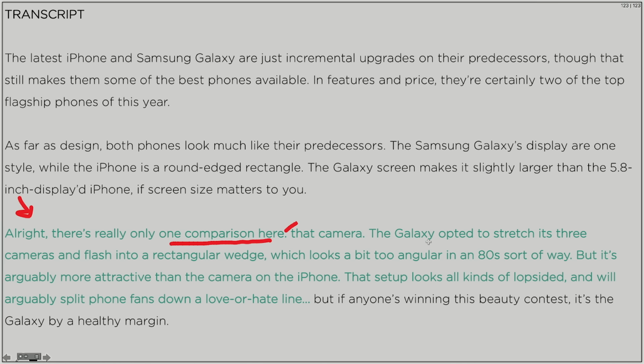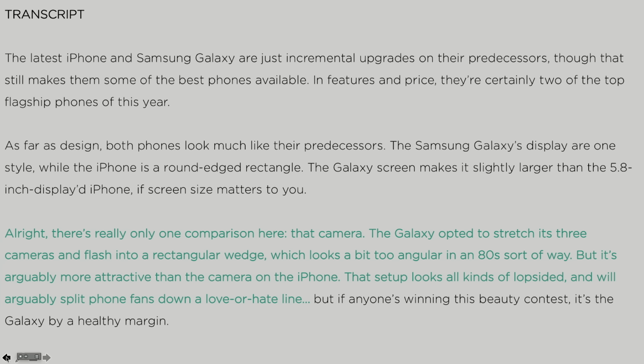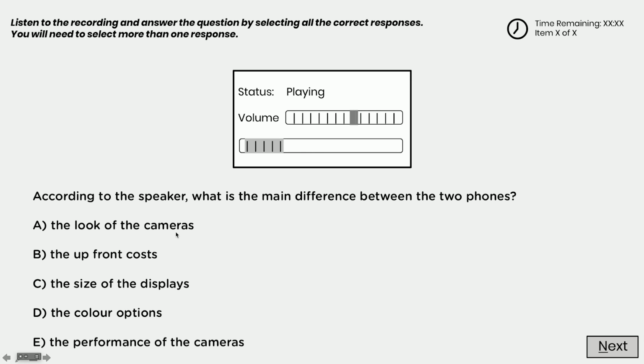But here he says the Galaxy opted to stretch its 3 cameras and flash into a regular wedge, which looks a bit too angular in an 80s sort of way, but it's arguably more attractive than the camera on the iPhone. That setup looks all kinds of lopsided and will arguably split phone fans down a love or hate line. So this was the main difference that we're looking at here. This was why the answer is the look of the cameras. So he wasn't actually discussing the performance of the cameras.